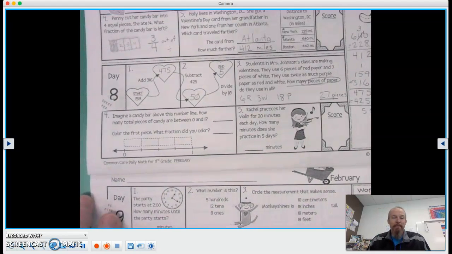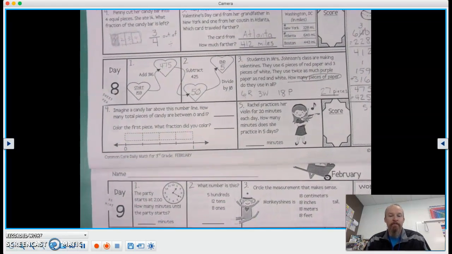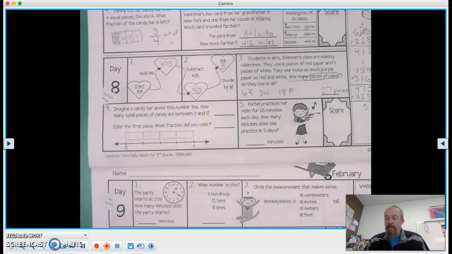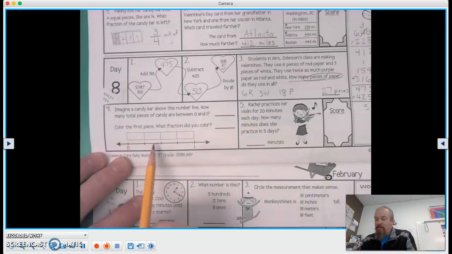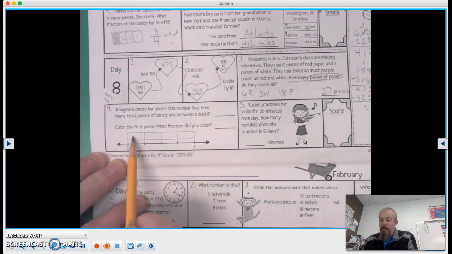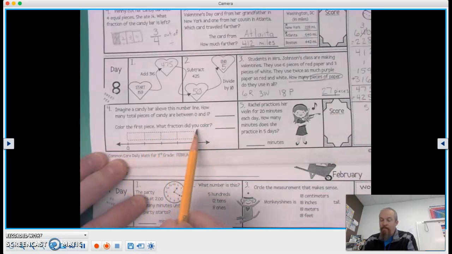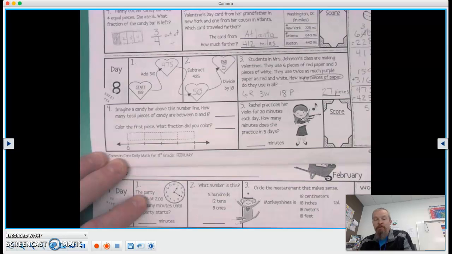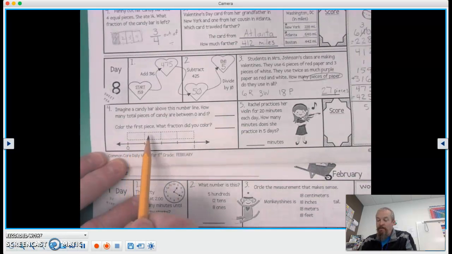Number 4. Imagine a candy bar above this number line. How many total pieces of candy are between 0 and 1? Okay, so here's our number line from 0 to 1. This is a candy bar. How many total pieces of candy are between 0 and 1? 1, 2, 3, 4.